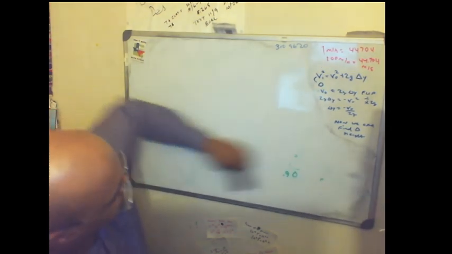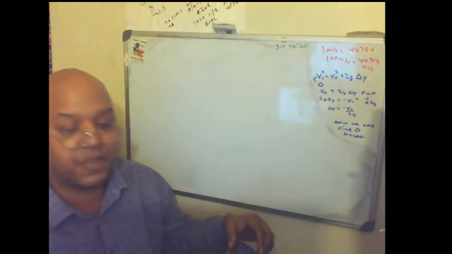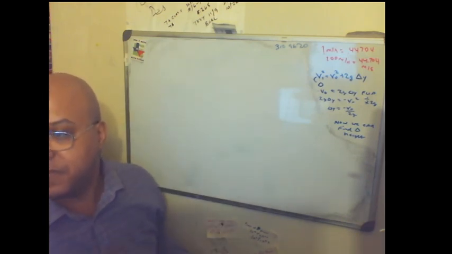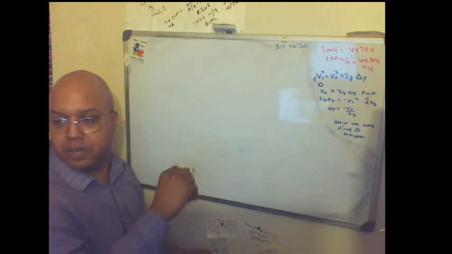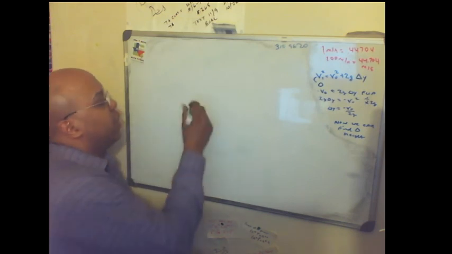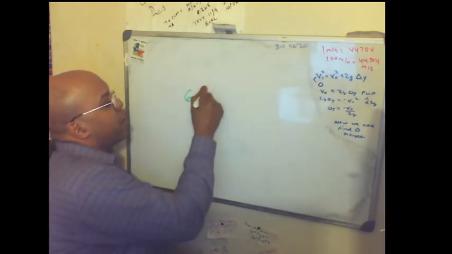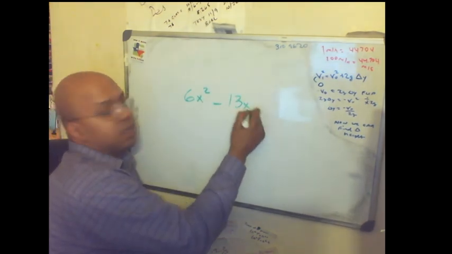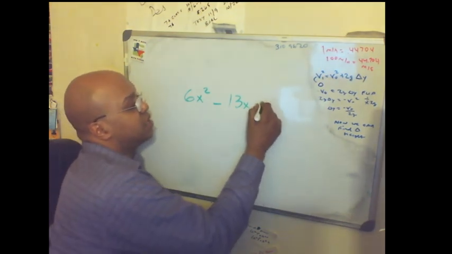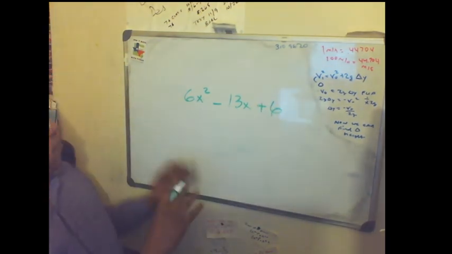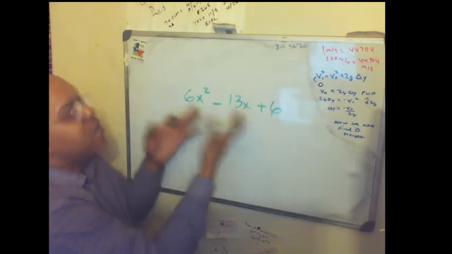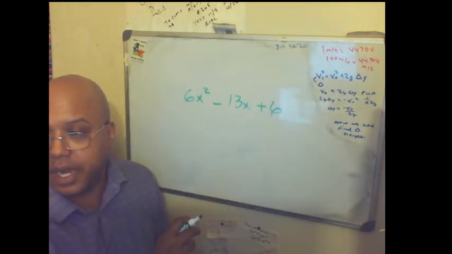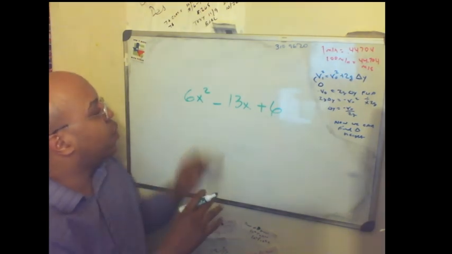I'm going to give you guys a really cool, quick method. That's a very evil question. You have 6x squared minus 13x plus 6. How do we come up with this? We FOIL to come up with this.